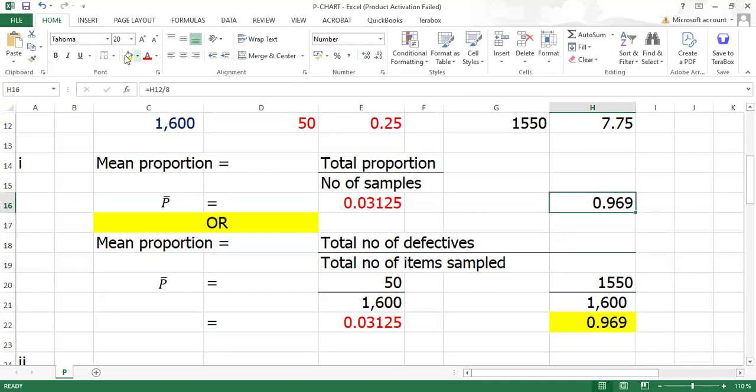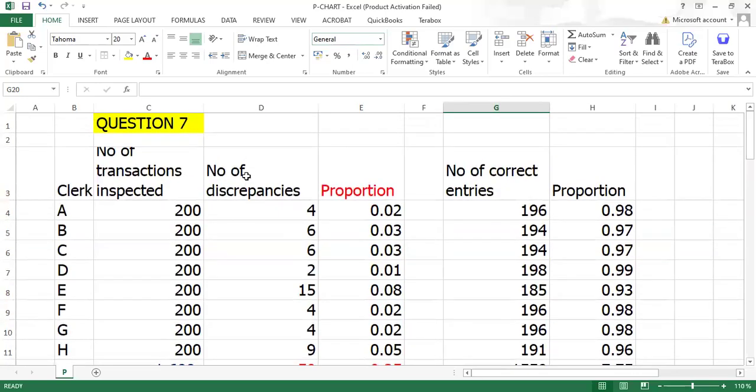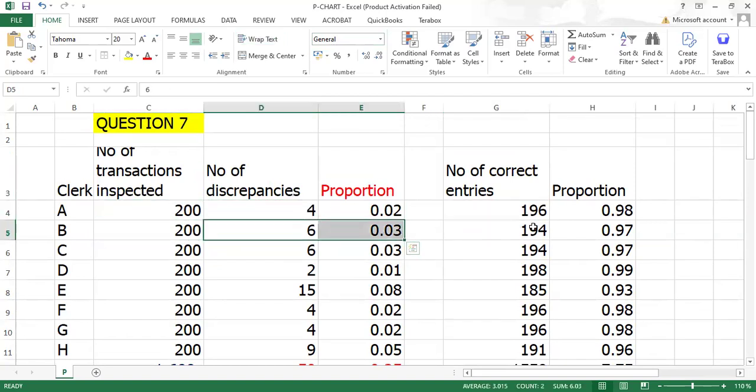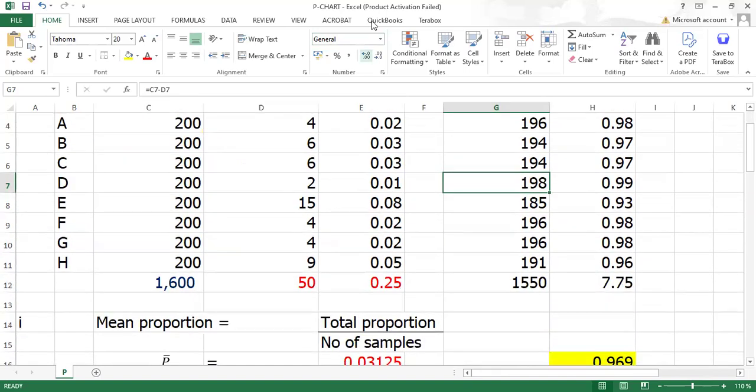Okay. So next time, if they ask you to look for the mean proportion of correct data entries, don't be confused. You have to rely on the number of discrepancies to get the number of correct data entries by simply getting the number of transactions inspected minus the total errors. 200 minus 4, you get this. 200 minus 6, you get this. Okay? So Roman 2, we are told. Any question on Roman 1?